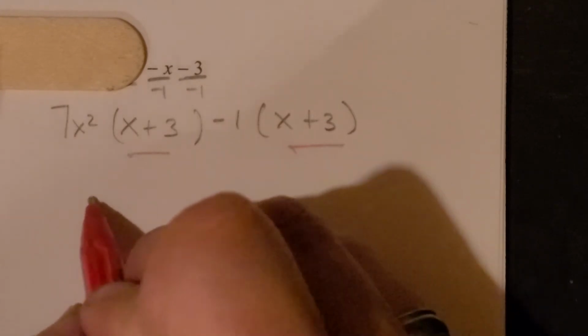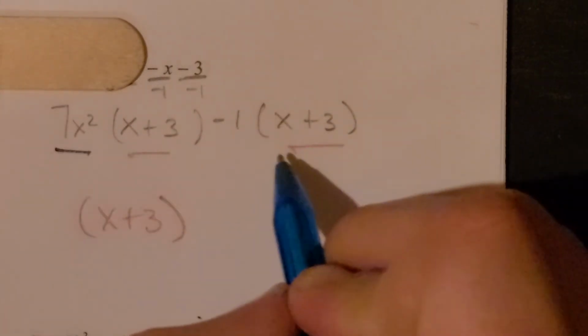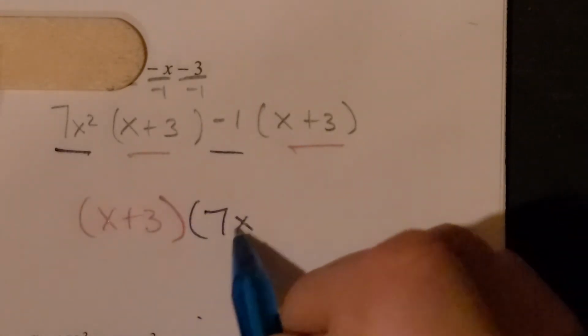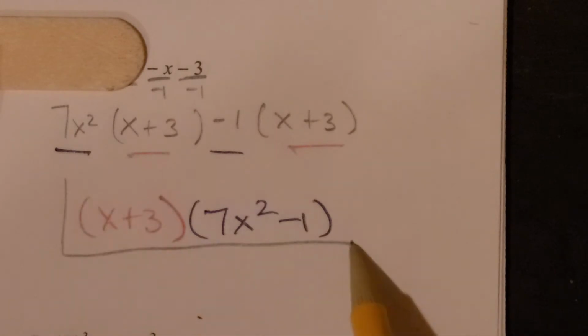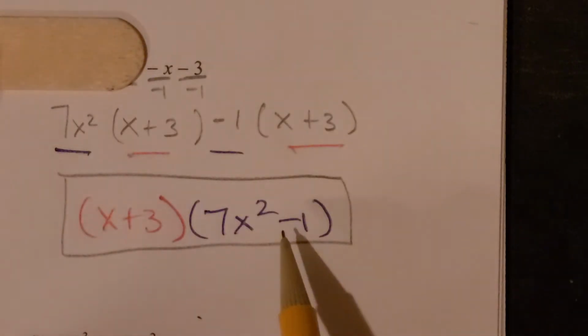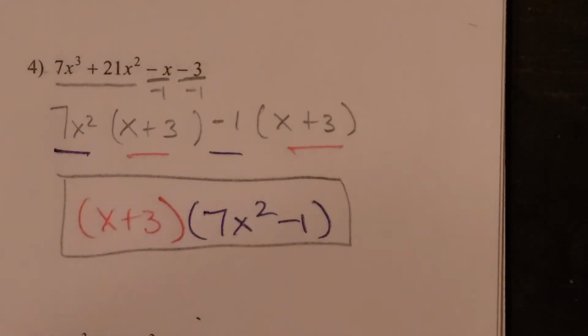X plus 3, that's my first set of parentheses. And then 7x squared minus 1 is my second set of parentheses. Or if you want to write them in the other order, 7x squared minus 1, and then x plus 3, same thing. And I'm done. It's factoring by grouping.